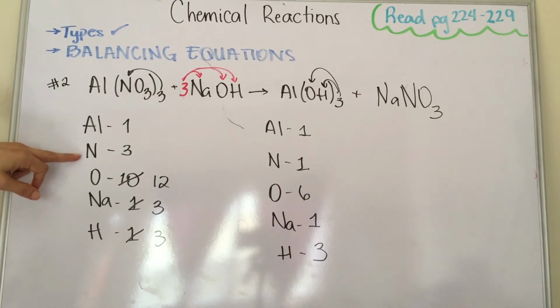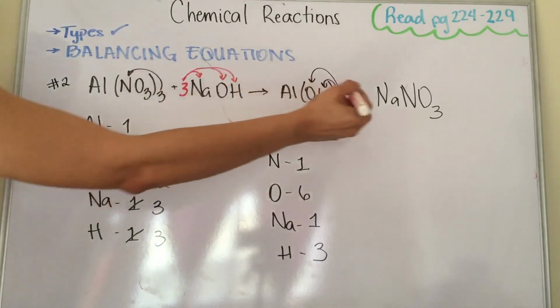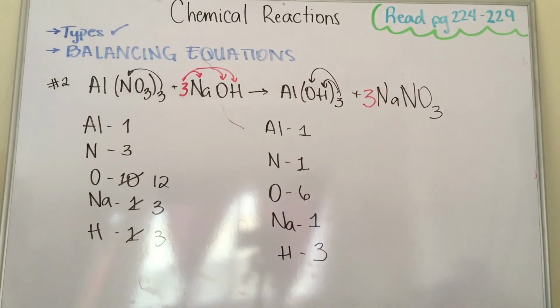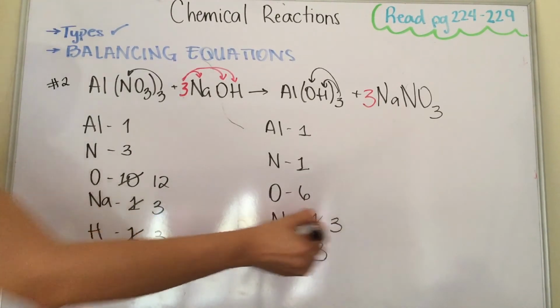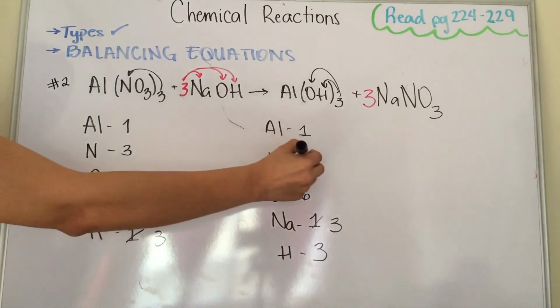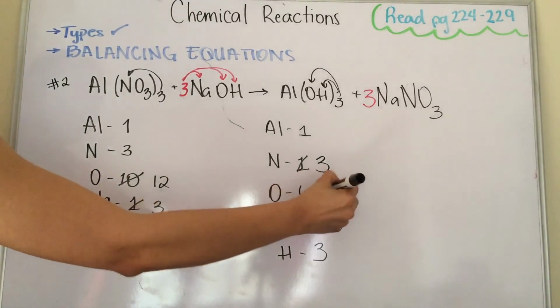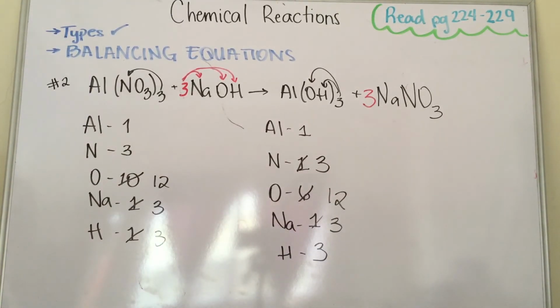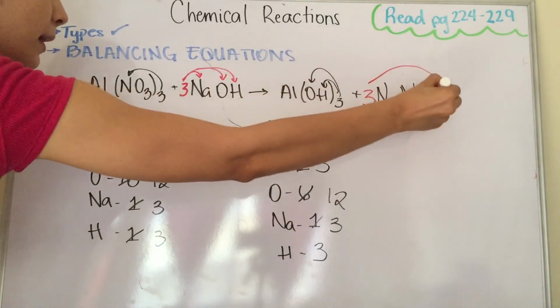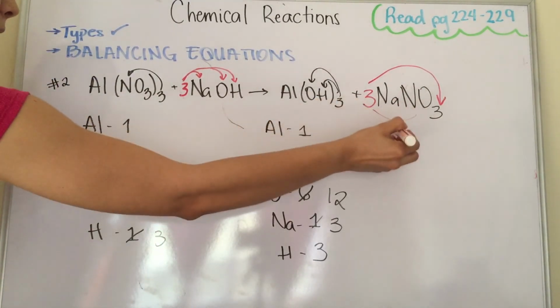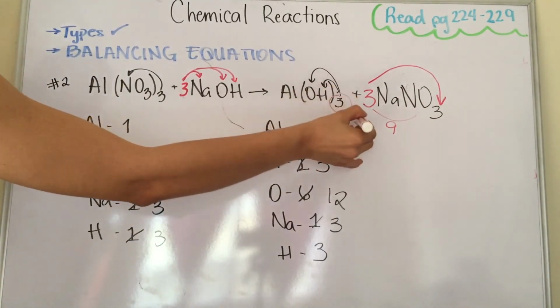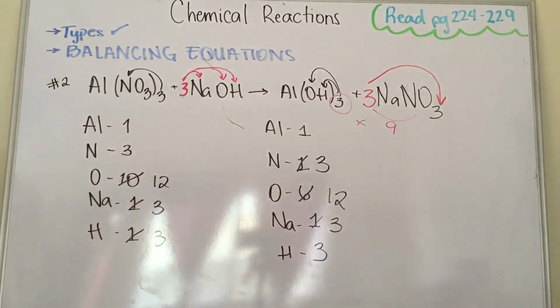Nitrogen, I have 3 here and I have 1 over there. So I'm gonna change that nitrogen and I'm gonna put a 3 here. All right, and that 3 is gonna affect my sodium because it's in the first place. Then it's gonna affect my nitrogen and it's also gonna affect my oxygen. 3 times 3, 9 plus 3, 12. Where do I get all these numbers? Because remember this 3, it's gonna multiply the 3. So we have 9 here, 9 oxygens here. And we have 3 here, so you add, all right? That's how we get 12 oxygens.